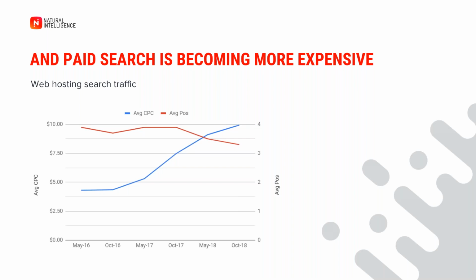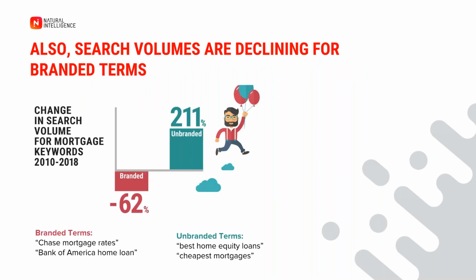Now, to make matters worse, the search volumes are in decline for branded terms. Now, here's another example from the mortgage industry. The volume of branded searches has been going down each year since 2010, and the unbranded terms are increasing in volume. So, you just take this in, we've got a dual problem. And what is the conclusion? Increasing cost, decreasing volume in branded terms.